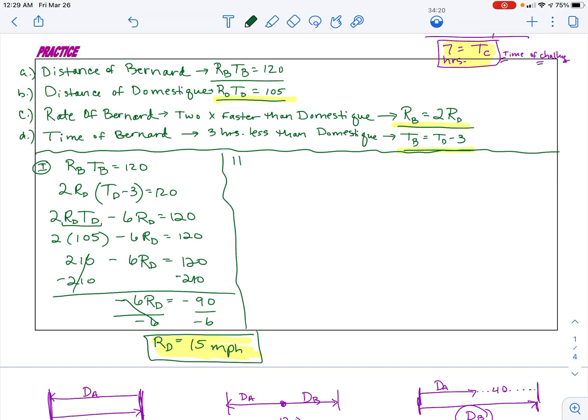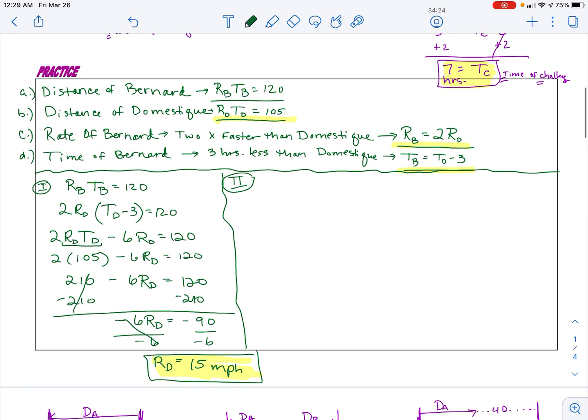Good job. I'm going to put little lines here to separate these. Roman numeral 2. It doesn't matter which one you pick. I'm just going to say, let's find the time of domestique. I found the rate of domestique, so let's find the time of domestique. Do we have something up here that represents that? Where do we see TD? Let me erase what I just did because I don't have an equation that starts like that.